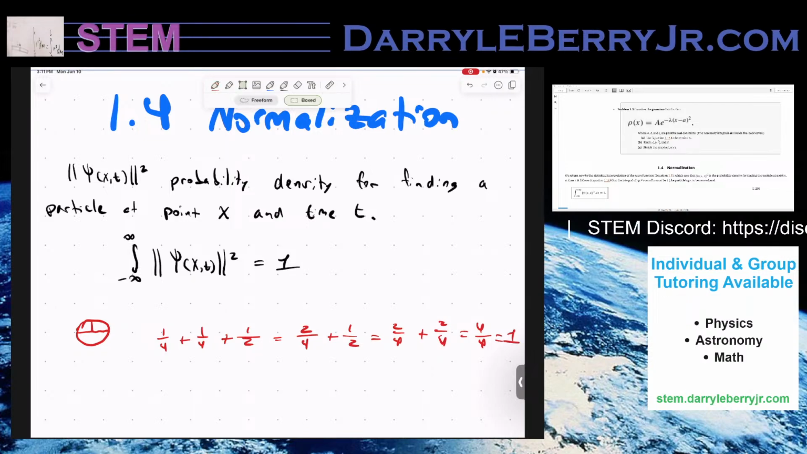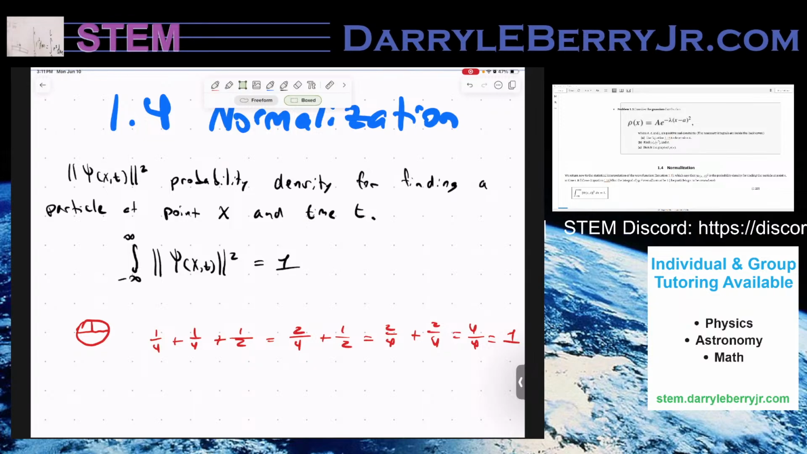So it's sort of like each of these parts of the pie is a probability, and all the different parts of the pie have to add up to 1. By the same token, all of the probabilities of a particle being somewhere add up to 1, because there's 100% probability that the particle is somewhere. That's the idea. The particle's got to be somewhere.